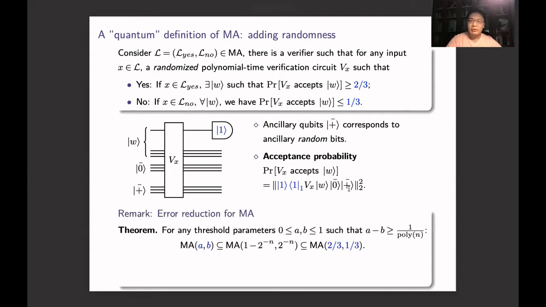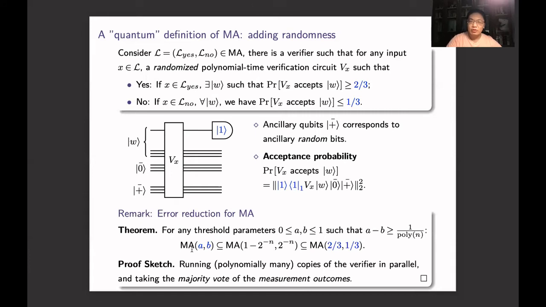There's a new phenomenon for MA called error reduction. Just consider an MA verifier such that for a yes instance, the acceptance probability is at least A, and for a no instance, the acceptance probability is at most B. As long as the gap between A and B is inverse polynomial, we can make the threshold parameters A and B exponentially close to 1 and 0. Then by choosing some good parameters, we can replace A and B by 2/3 and 1/3.